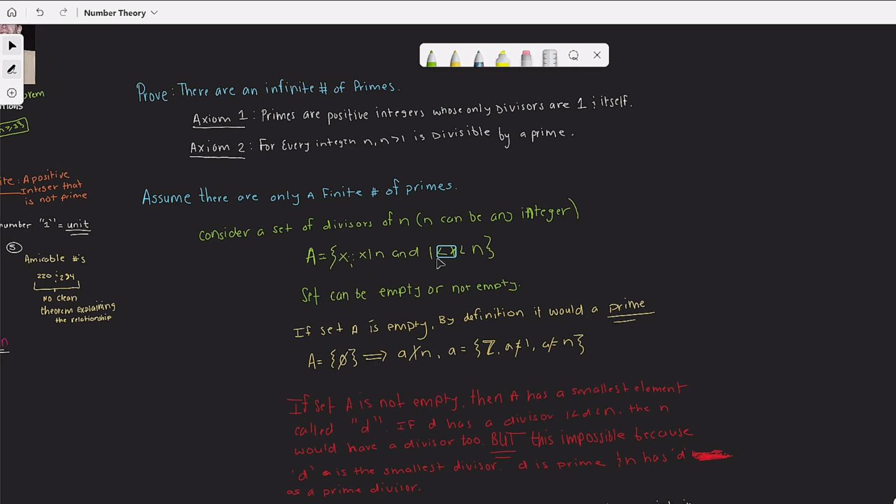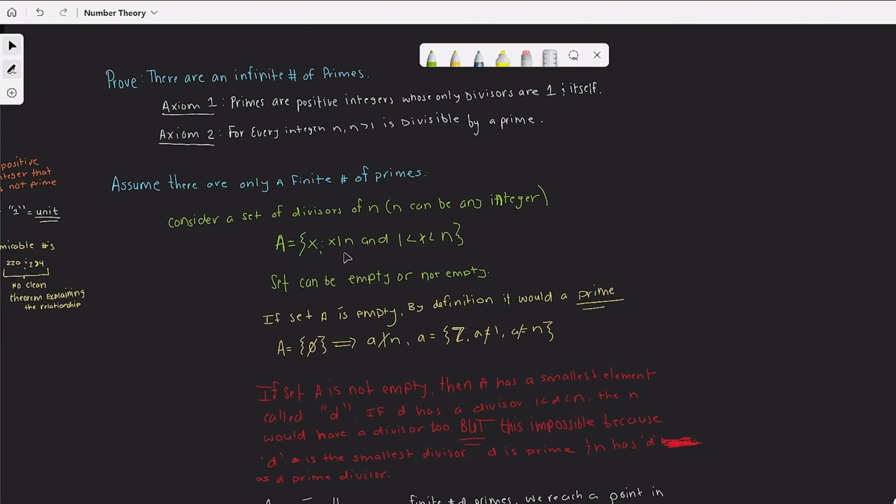If the set is empty, by definition it would be a prime. Why would it be a prime? Because an empty set means that x does not satisfy these conditions. No element in x is a divisor of n and greater than 1 but less than n. And so if that is the case, it is by definition a prime, because primes are positive integers whose only divisors are 1 and itself. So x is 1 or n. That's number 1. What if the set is not empty, so it has elements?